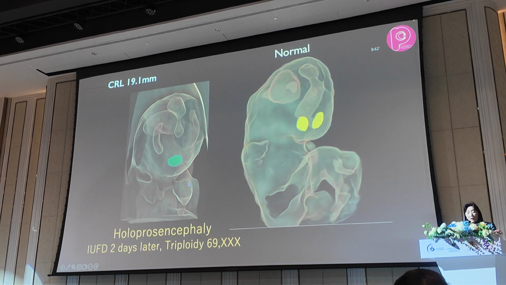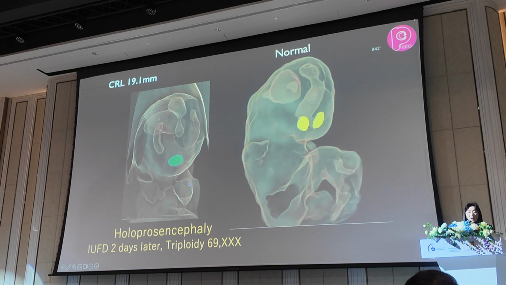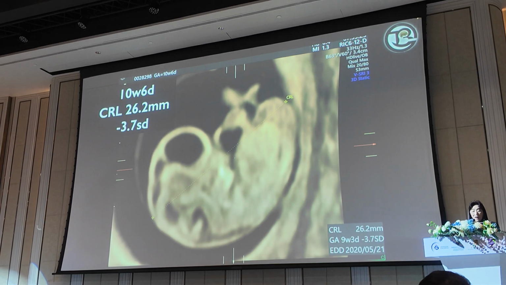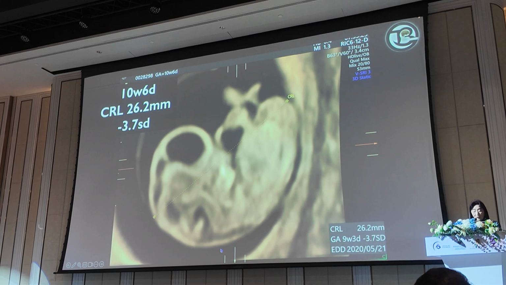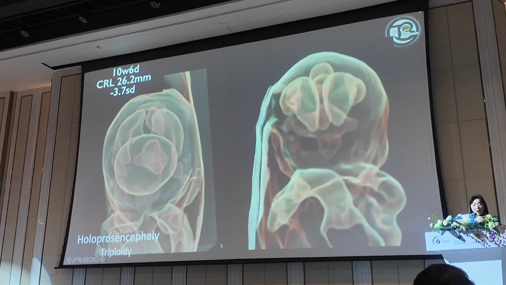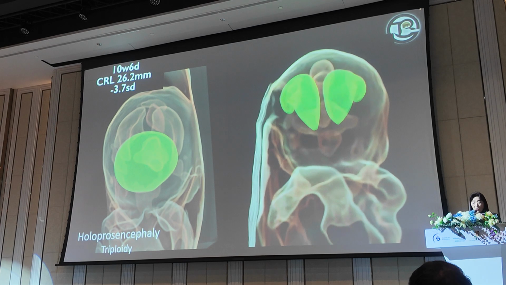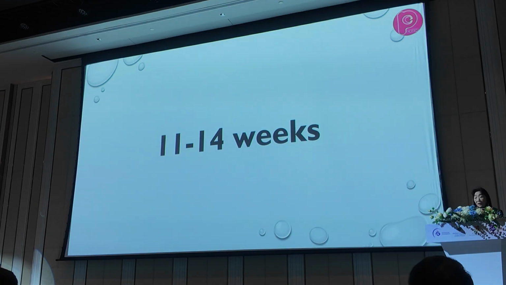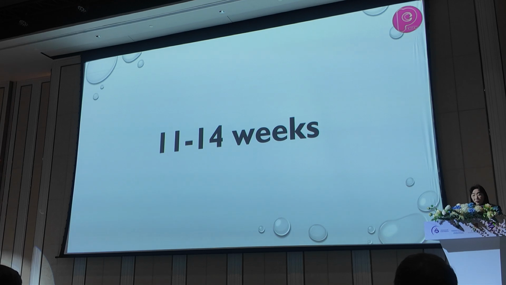This is the very early stage of holoprosencephaly, and this is triploidy, 69 XXX. And this baby is also at 10 weeks of gestation, minus 3.7 standard deviation, and this case is also the very early stage of holoprosencephaly, and also triploidy.